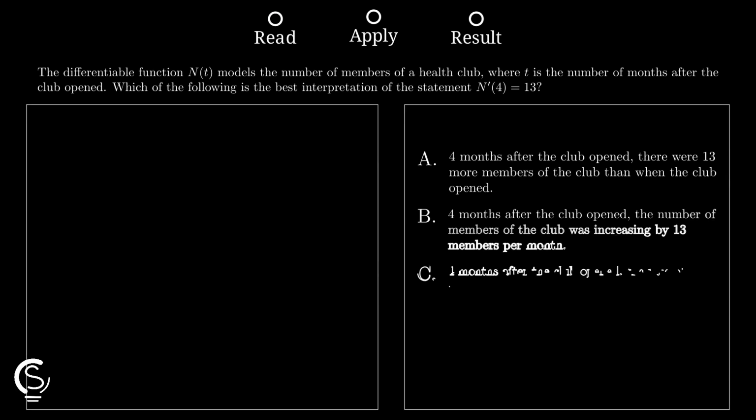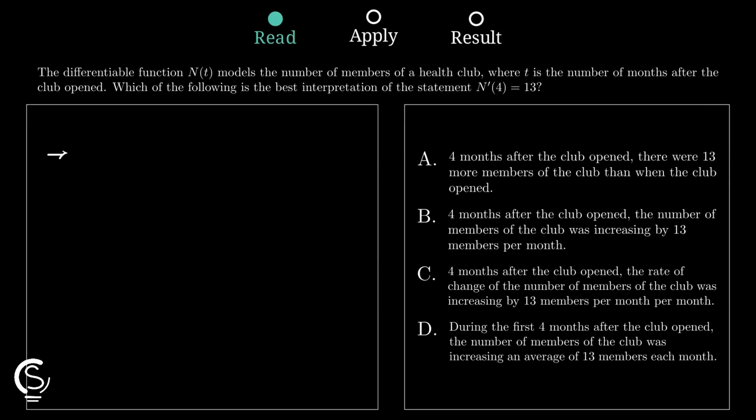The derivative function n prime of t represents the instantaneous rate of change of the club membership with respect to time, measured specifically in members per month at any given moment. Plugging in 4 for t means we are looking at the exact rate of change at the 4-month mark, which the problem states is equal to 13 members per month.